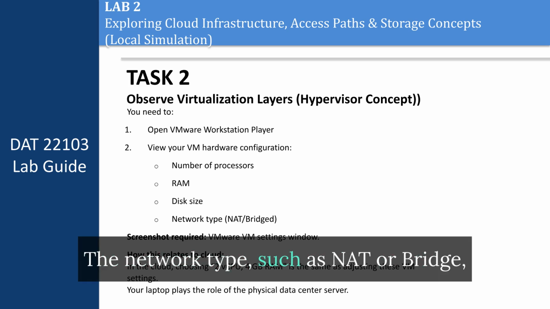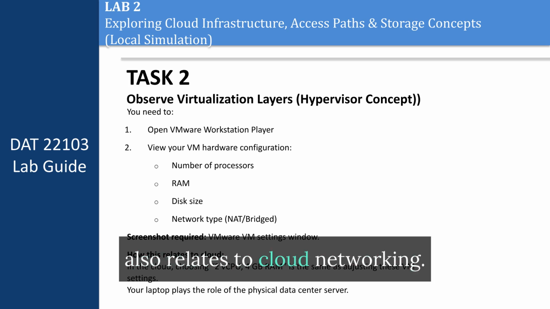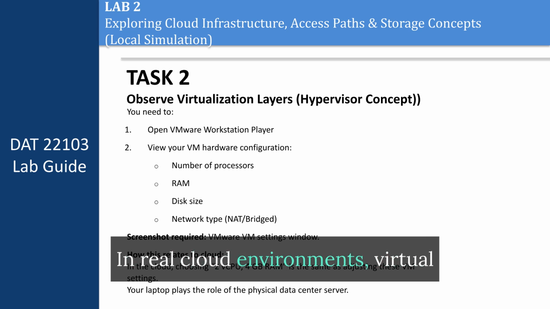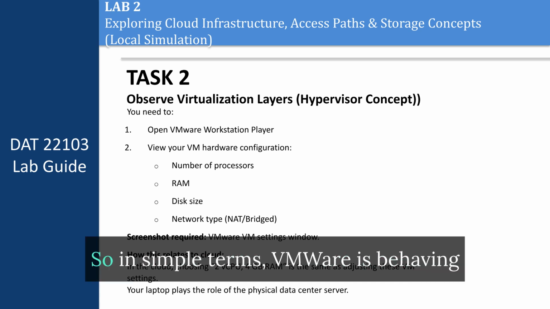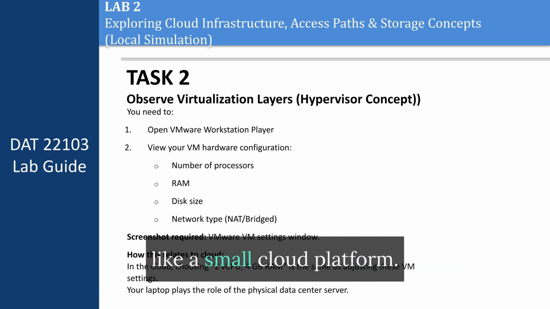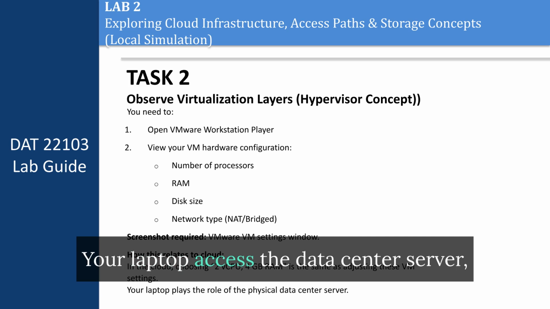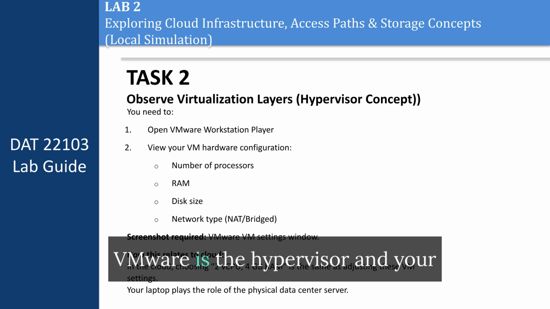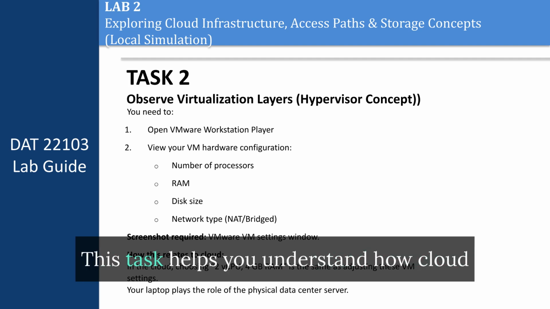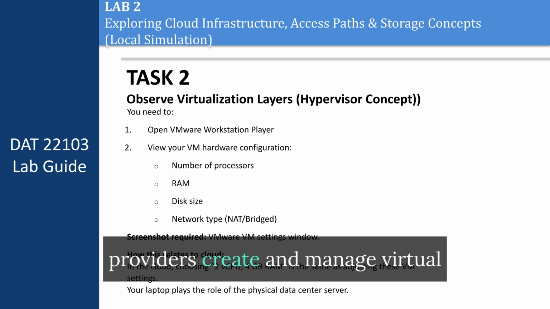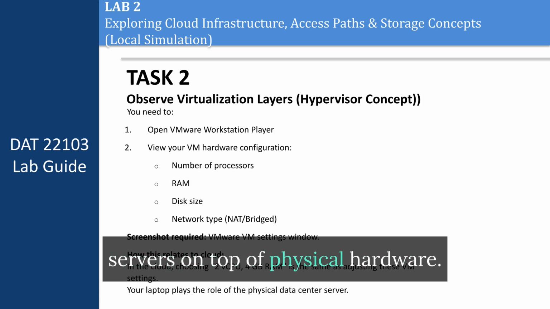The network type, such as NAT or bridged, also relates to cloud networking. In real cloud environments, virtual machines are connected through virtual networks inside data centers. So in simple terms, VMware is behaving like a small cloud platform. Your laptop acts as the data center server, VMware is the hypervisor, and your Ubuntu VM is the cloud virtual machine. This task helps you understand how cloud providers create and manage virtual servers on top of physical hardware.